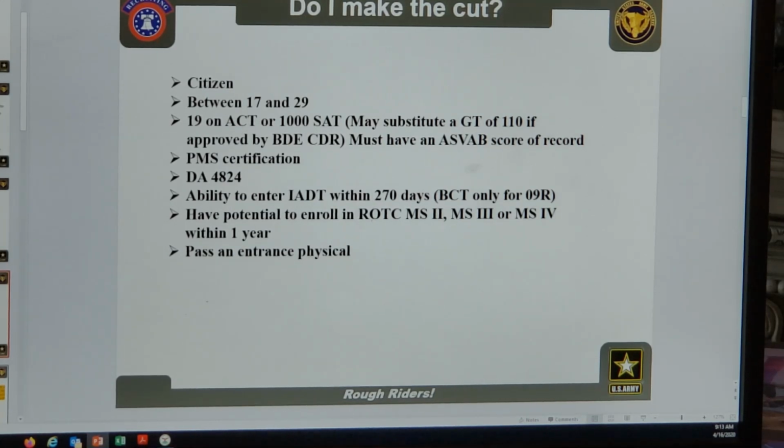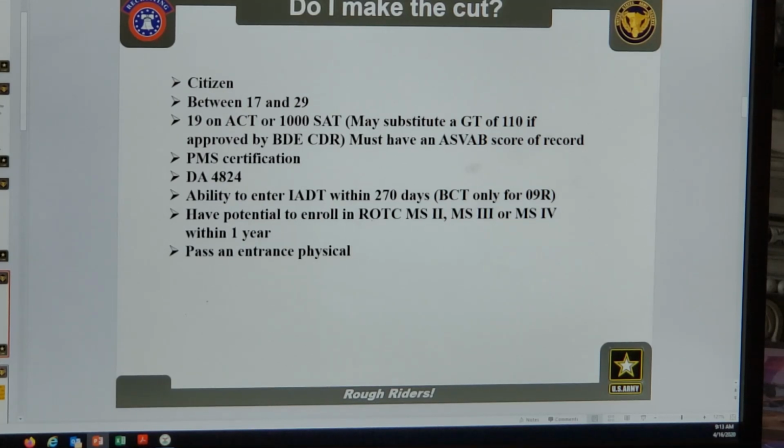All right, have the ability to enter IADT within 270 days. Basic combat training only for an 09 Romeo. They only go to basic training, no AIT, because their AIT is ROTC. It's their pathway to officership. Okay, they got to be able to ship within 270 days. That's the deal. You got to be able to go. So you got to kind of plan that out, figure that out, be able to put them in.